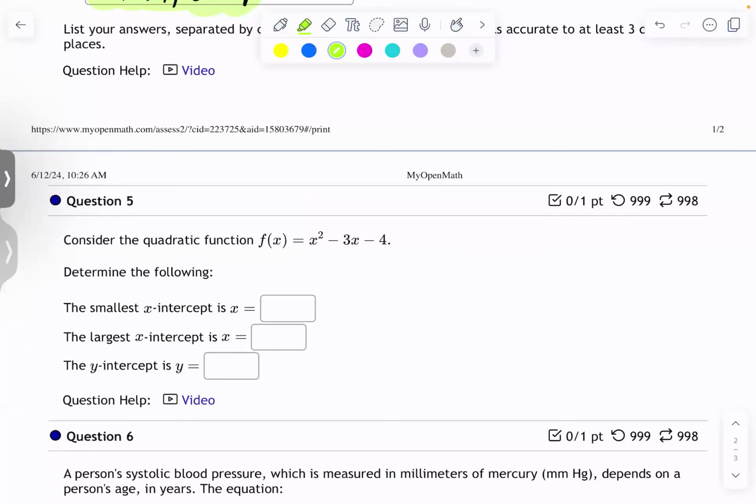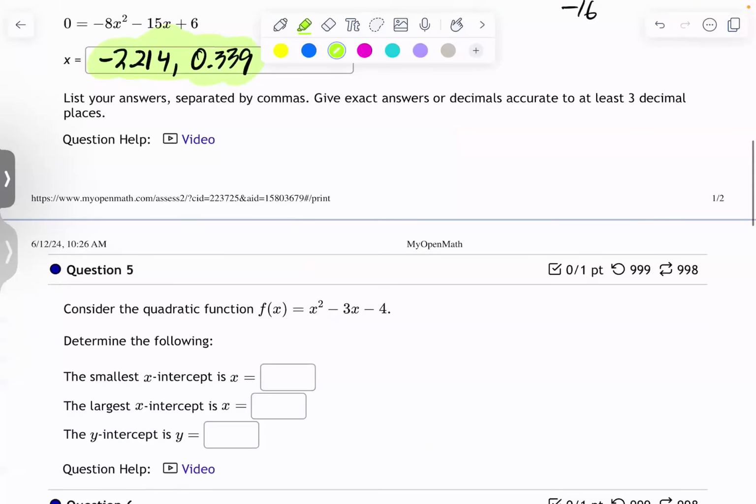We're on to question 5. So we're considering now, instead of dealing with just a quadratic equation, we now have a quadratic function. And I'm going to draw the picture just so we have an idea of what it is that we're looking at. Let's make it a little bit smaller.